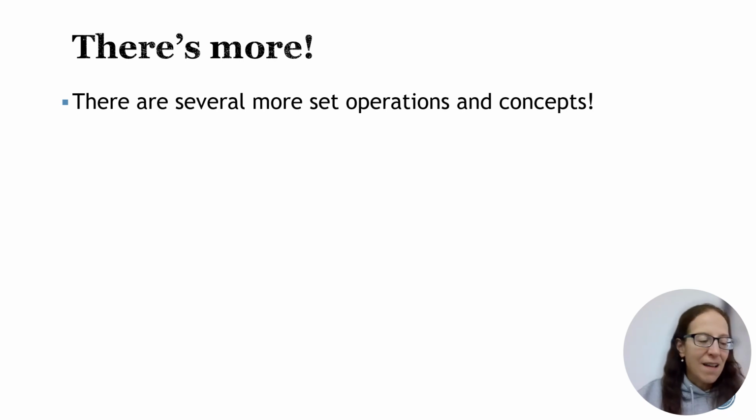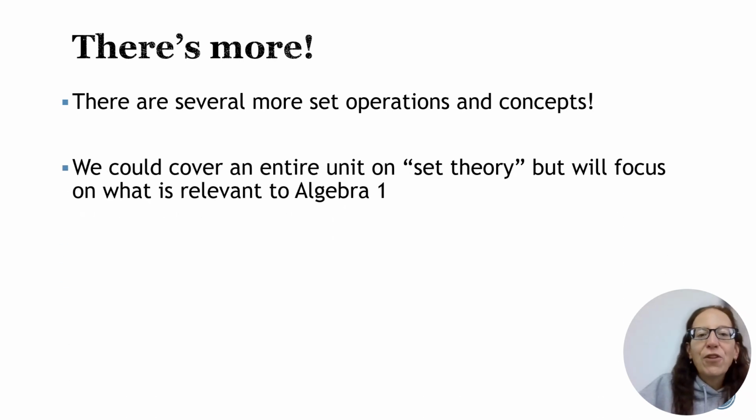If algebra is not super your jam, you can take a college class where you do a ton of stuff with sets. This is not that class though. So we could cover an entire unit on what's called set theory, but we're going to focus on what's relevant to algebra. That should be algebra 2, not algebra 1. Can't explain why I wrote that, but I'm not going back and changing it now. Here, I'll change it like this. Well, I'm just going to do this. 2. There we go. Algebra 2. Or, I mean, you could do this in algebra 1. I've taught this in algebra 1.